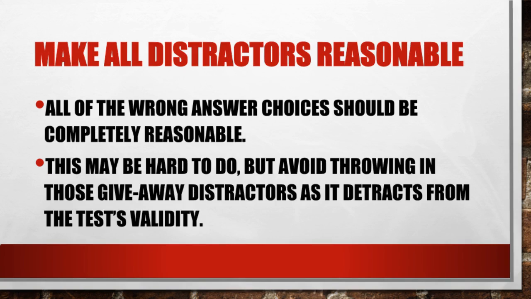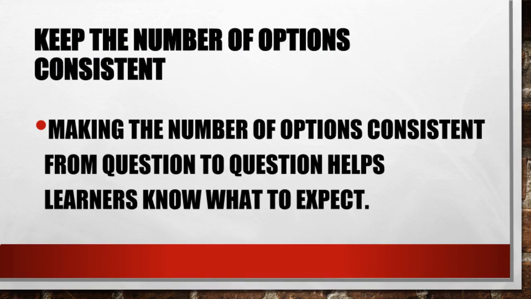All of the wrong answer choices should be completely reasonable. This can be very hard to accomplish, but avoid throwing in those giveaway distractors as it detracts from the test's validity. Keep the number of options consistent. It's something of a user interface issue. Making the number of options consistent from question to question helps learners know what to expect.